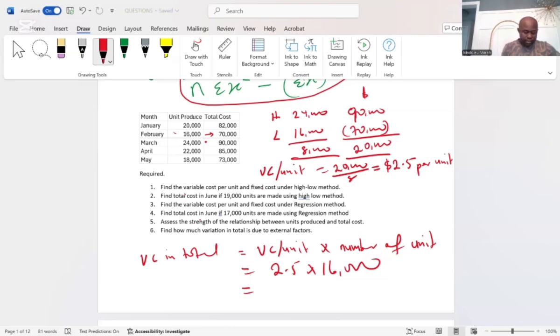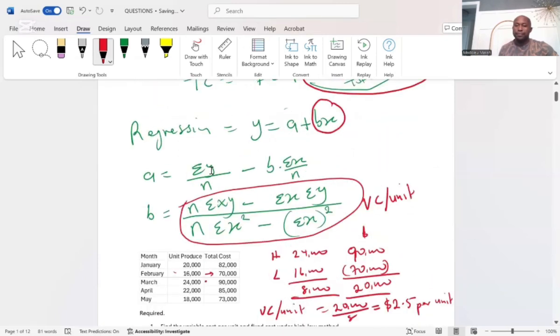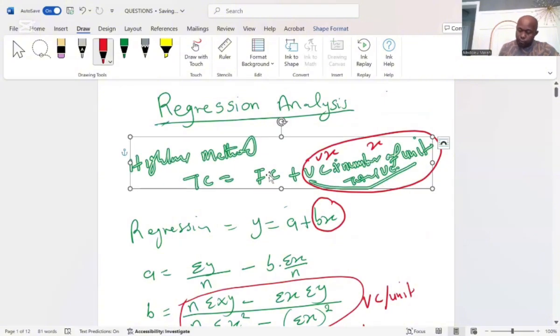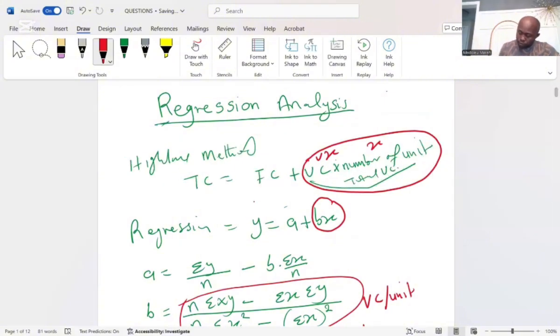2.5 multiplied by 16,000 will give me 40,000. This is my variable cost in total. Come back to the formula. We are looking for fixed cost. We have total cost equals fixed cost plus variable cost. Now we have our total variable cost to be 40,000, and we have our total cost in the question.